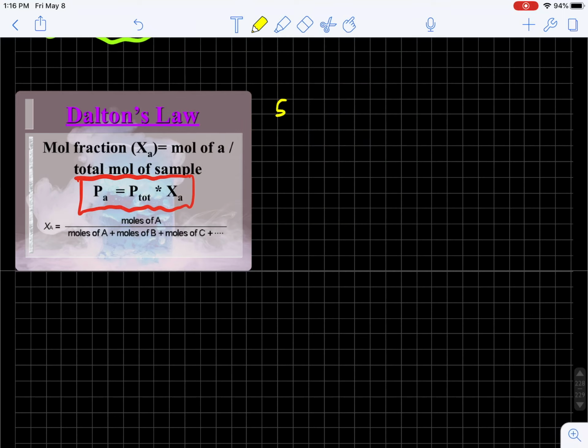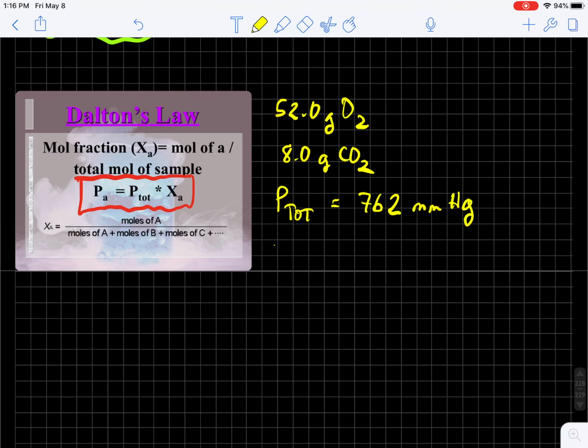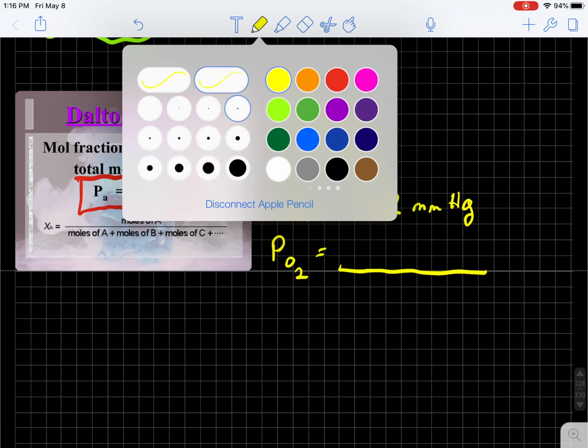Suppose we had a mixture of, let's say, 52 grams of oxygen, and we're going to mix that with 8 grams of carbon dioxide. We hook up a manometer, and we find out that the total pressure of that mixture comes out to be 762 millimeters of mercury. They want to know, what is the partial pressure of oxygen in that sample? All right, so we need to know the moles of oxygen and the total moles in the sample in order to be able to do that.